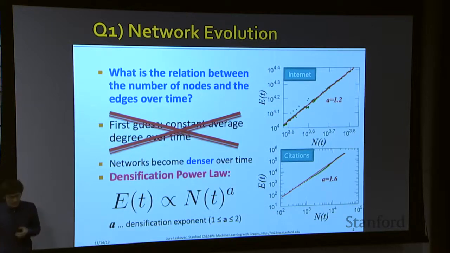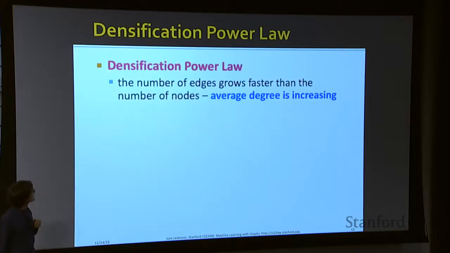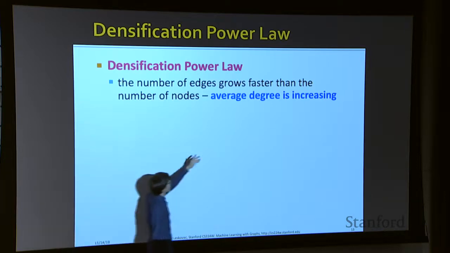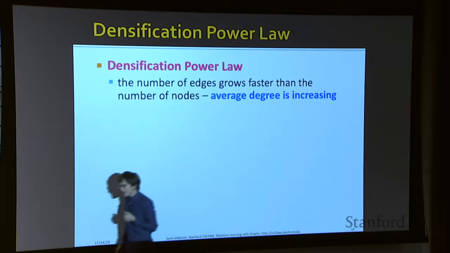So that's the first empirical observation, and I could show you a list of many other networks where this holds. So basically the observation is that the number of edges grows faster than the number of nodes, or that the average degree is increasing over time.